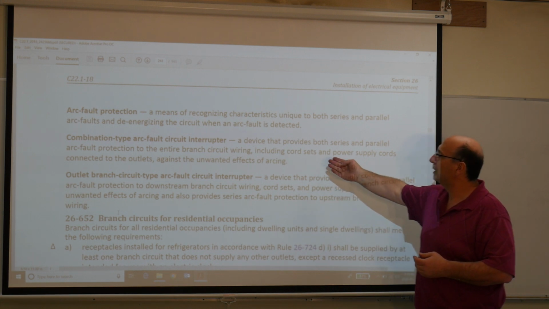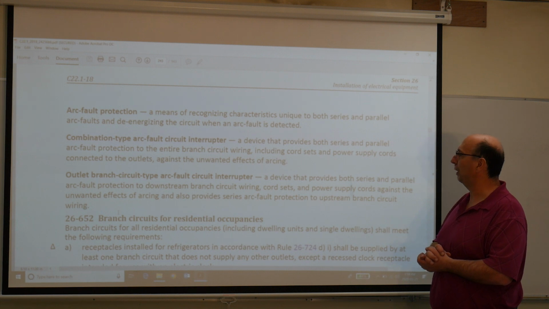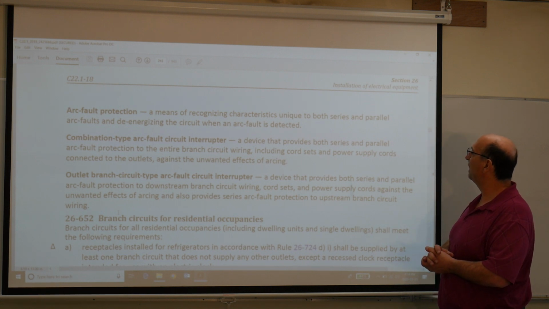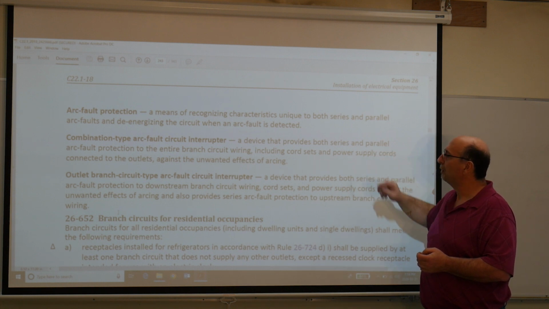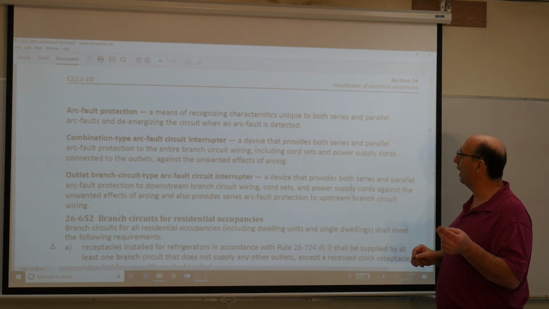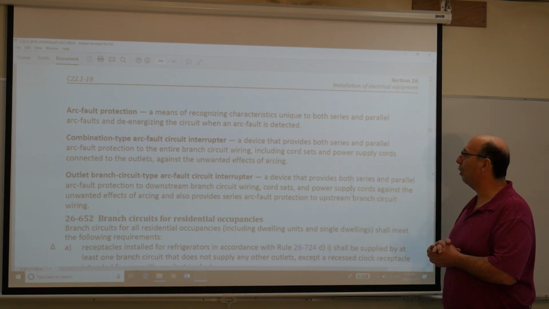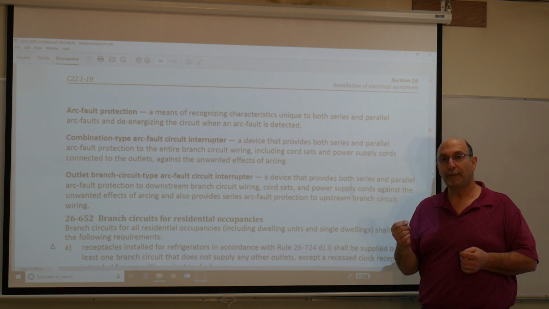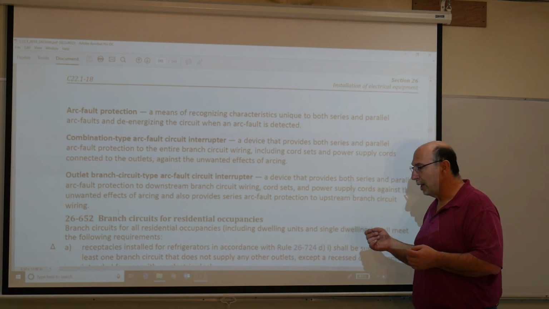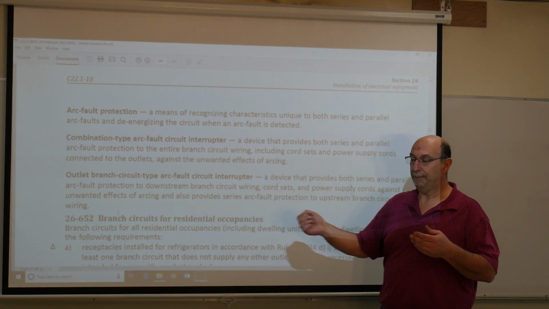We have this next thing here, the combination type arc fault circuit interrupter. It is a device that provides both series and parallel arc fault protection to the entire branch circuit wiring, including cord sets and power supply cord connected to the outlets against the unwanted effects of arcing. So a combination arc fault circuit interrupter will not only protect the entire circuit, but whatever is plugged into it.